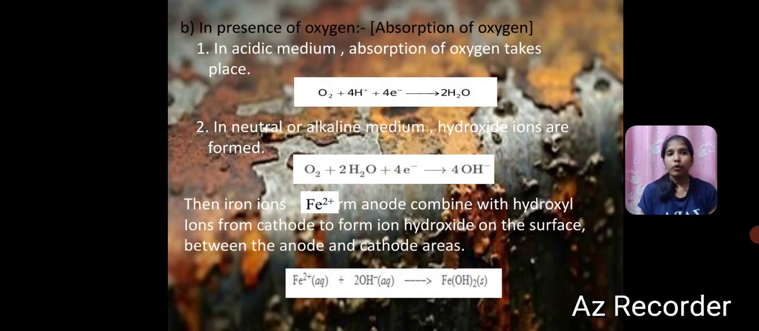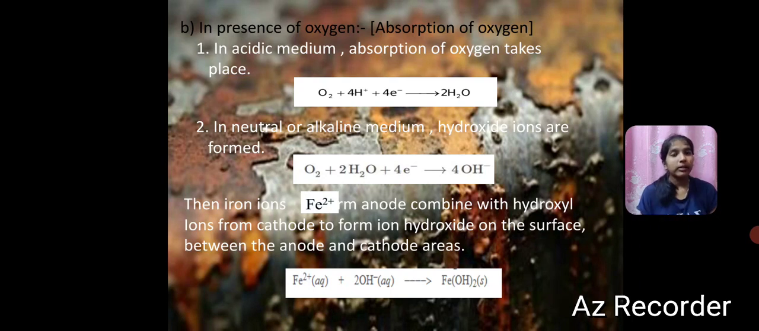In presence of oxygen, there is absorption of oxygen. Again, it has two conditions. First one, in acidic medium, absorption of oxygen takes place. Second, in neutral or alkaline medium, hydroxide ions are formed.